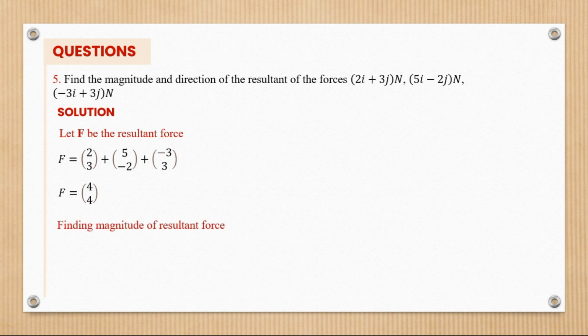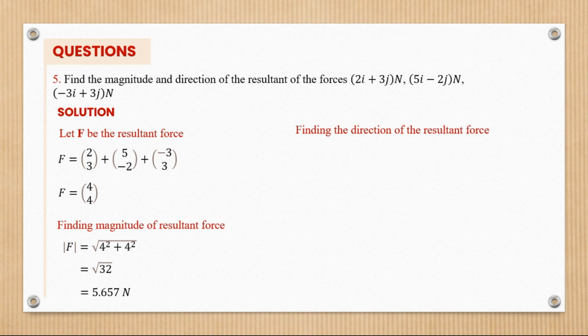Now to find the magnitude of the resultant force, I'll have the magnitude of F equal to the square root of 4 squared plus 4 squared, which is 32. So I have root 32, which is 5.657 newtons. So that is the magnitude of the resultant force. But remember, we're also being told to find the direction of the resultant force.